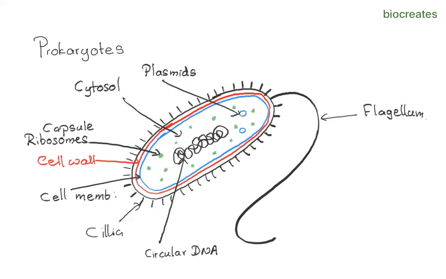The examples for prokaryotic cells are bacteria and archaea.